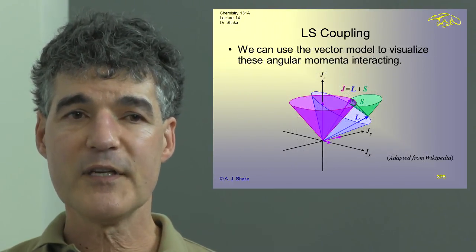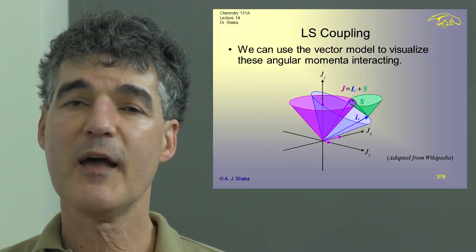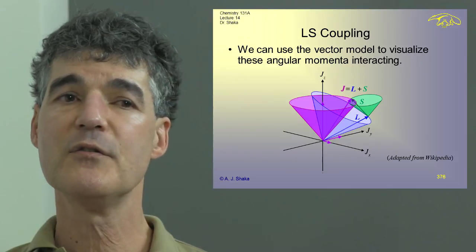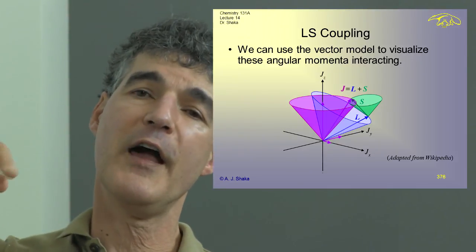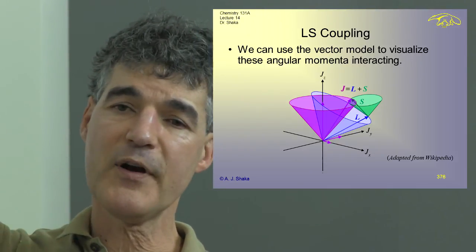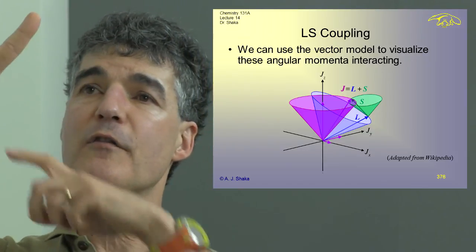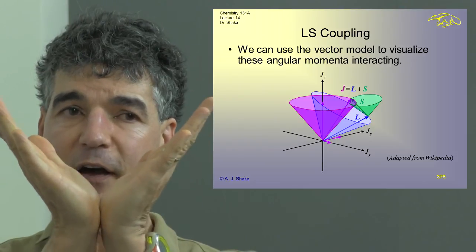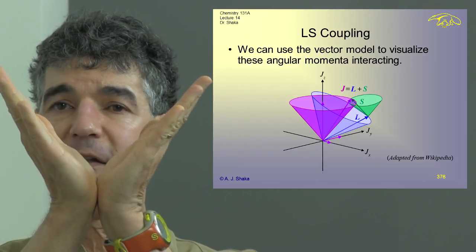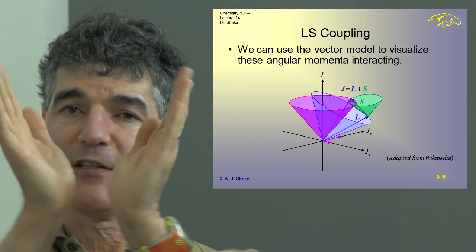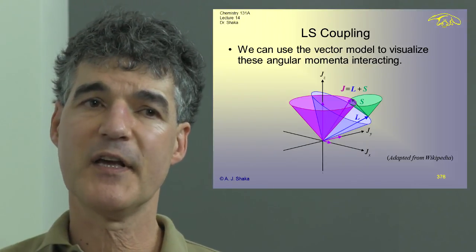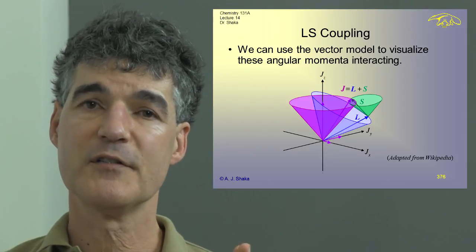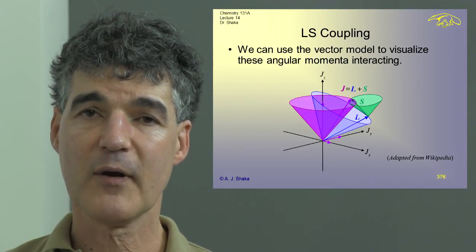Here on slide 376 is an image adapted from Wikipedia which shows how you can take these two cones, a big cone for L pointing somewhere, and another cone for S, and you can combine them to get a specific value of J, and then there are 2J plus 1 substates, magnetic substates of J, which are the projections onto the z-axis of the total angular momentum.